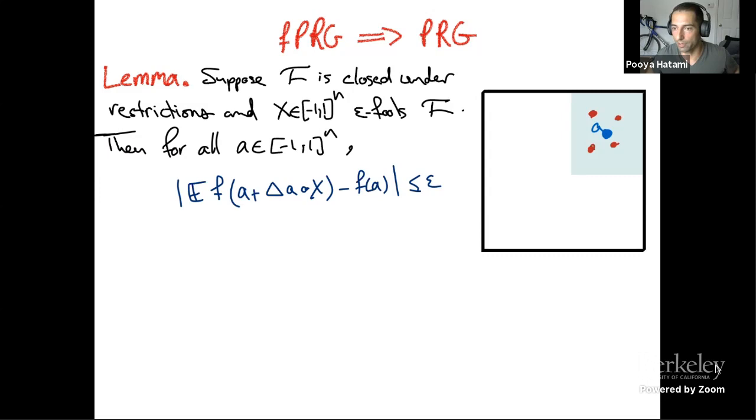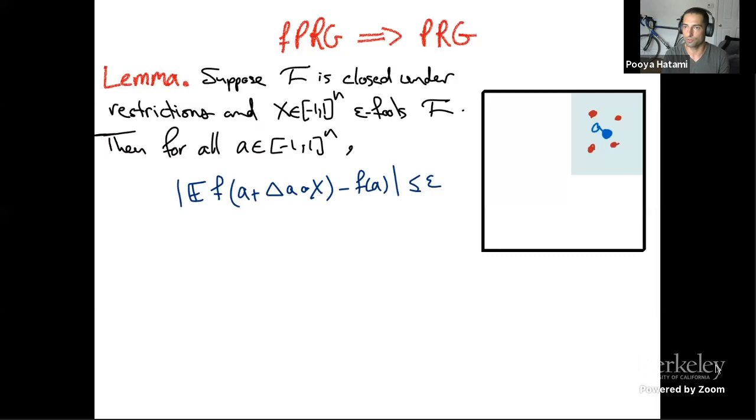Okay, so how do we prove this? The general idea is that we know the family F is closed under restrictions, and I know that this distribution x fools all the functions that are in the family. So if I can write this statement as a convex combination of other functions that are in the family, but centered at zero instead of A, then I'll be done, because now I know that when centered at zero, x fools all of those functions in expectation.